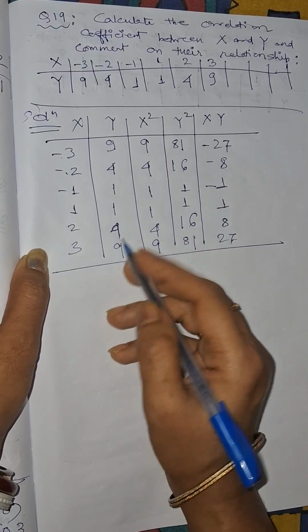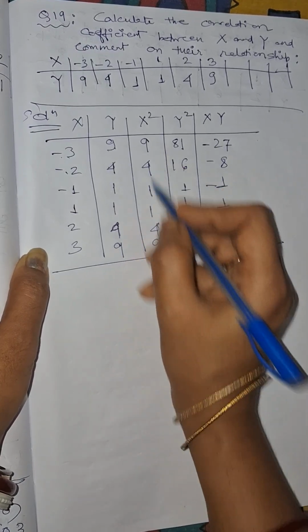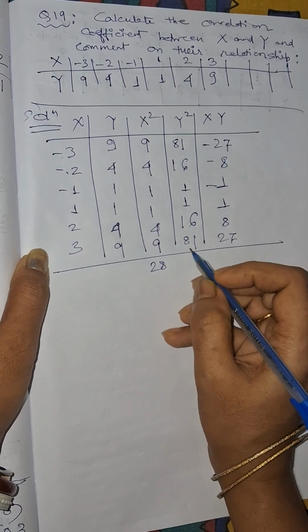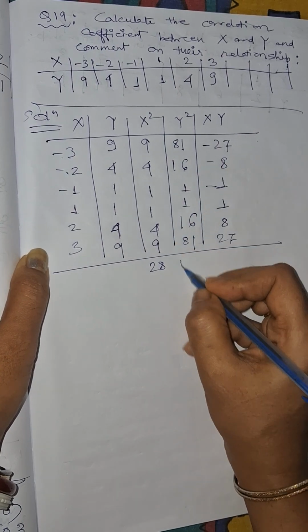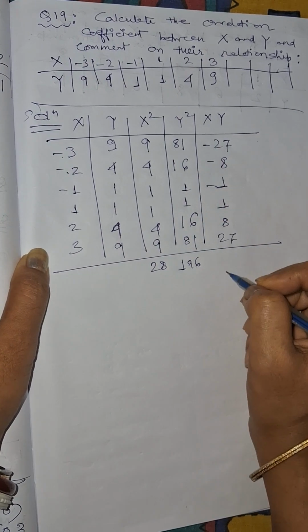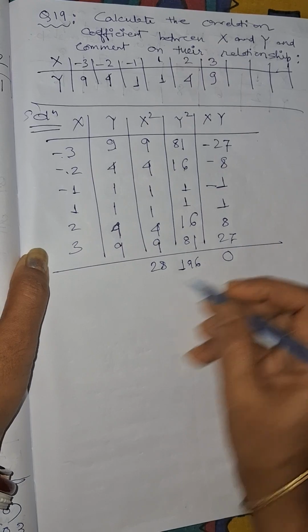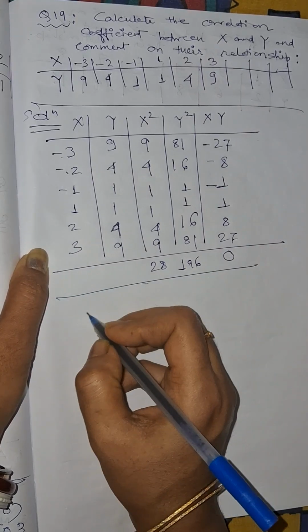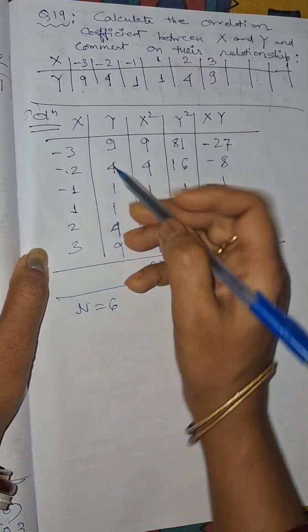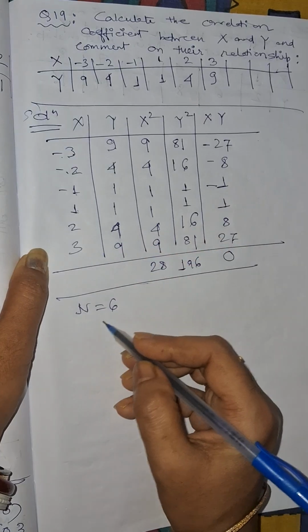The totaling of, so we total for x square, what is it? It comes out to be 28. Totaling of y square value is what? 196. Totaling of xy, we get it is 0. Now we put it in the formula. We know that number of observation 1 2 3 4 5 6, so it is 6.